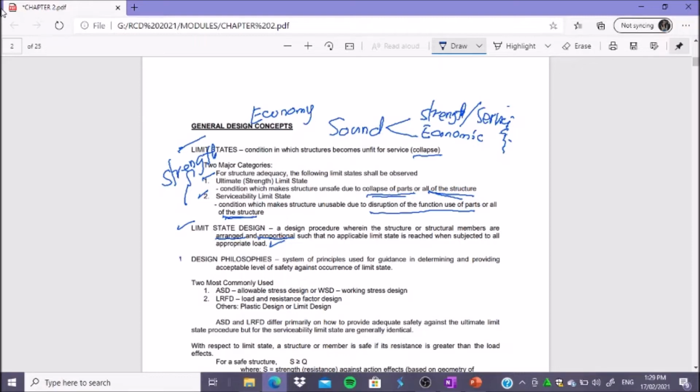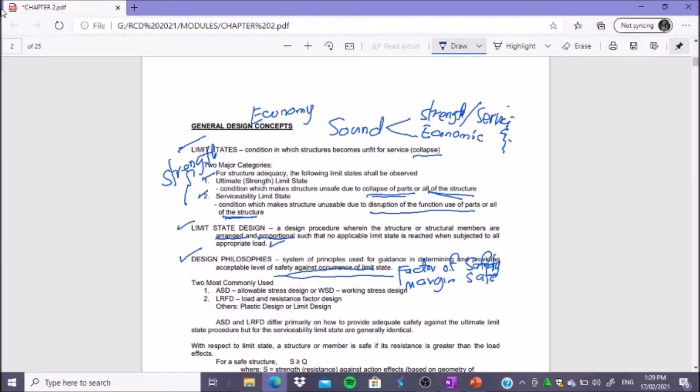So, meron tayong design philosophies. It is defined as a system of principles used for guidance in determining and providing acceptable level of safety against occurrence of limit states. Actually, kaya tayo naglalagay ng factor of safety. Yung factor of safety. Now, ano ba yung factor of safety? That is our allowance or margin of safety. Margin of safety. Para hindi siya mag-collapse.